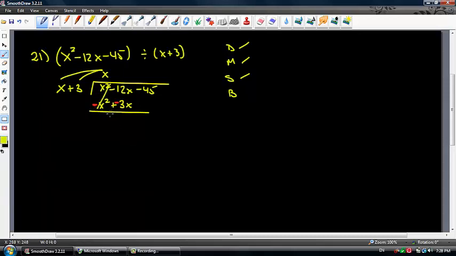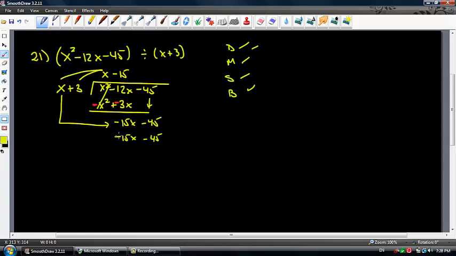The x squared is going to cancel each other out because the first term will always cancel itself out. Negative 12x minus 3x is negative 15x. I'm going to bring down negative 45. And now I start the whole process again. X goes into negative 15x negative 15 times. I divided, I'm going to multiply, and I get negative 15x minus 45.